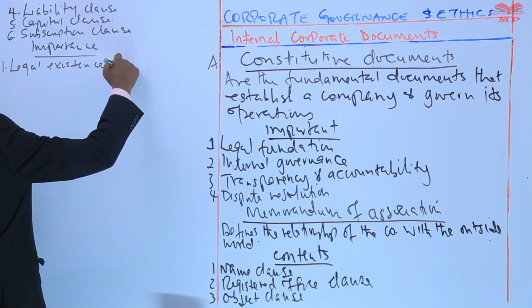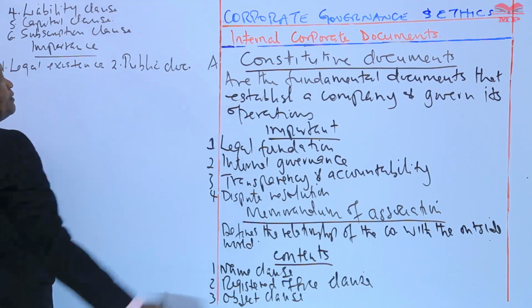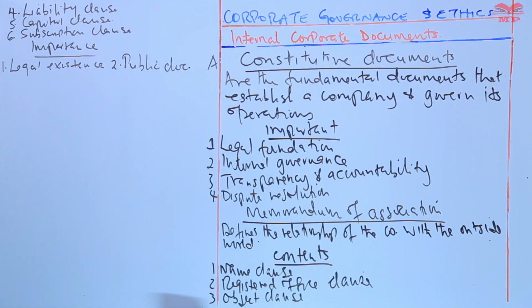Two, public document. It is a public document and can be accessed by anyone. And that ensures transparency and provides stakeholders with information about the company's objectives and structure.